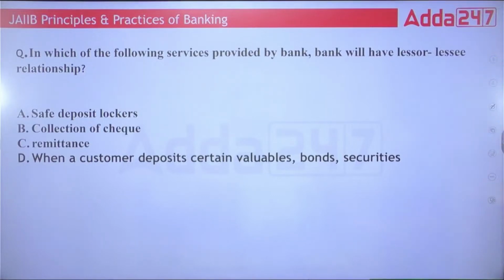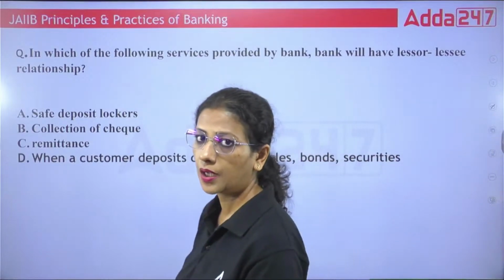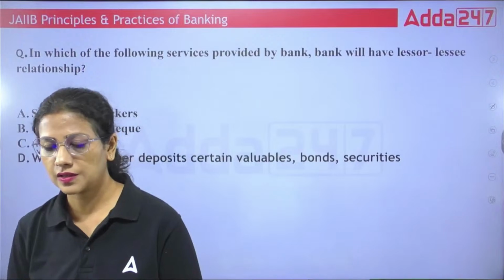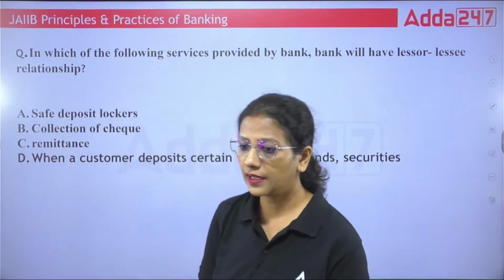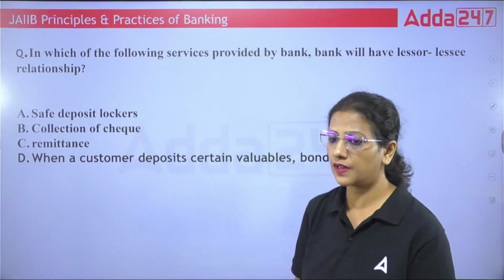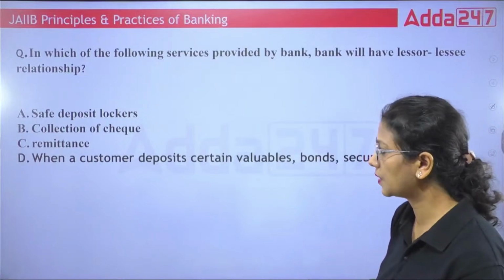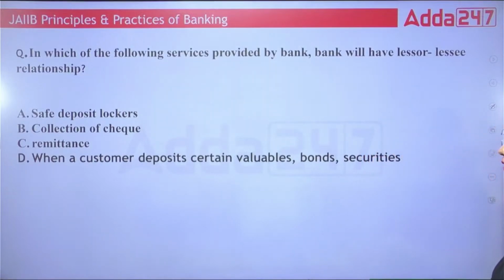In which of the following services provided by bank will there be a lessor-lessee relationship? These are the examples which we have already talked about when we were discussing all the relationships. So you have to identify in which of the following there is a relationship of lessor and lessee. Safe deposit lockers, collection of cheque, remittance, or when a customer deposits certain valuable bonds or securities.